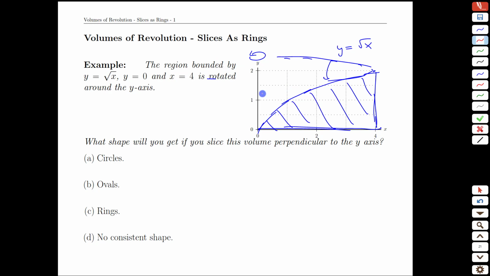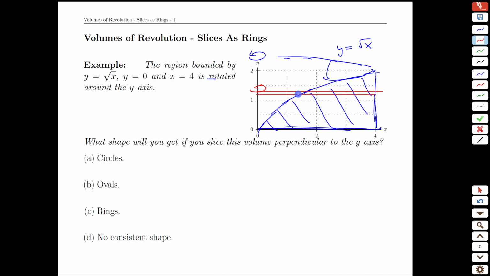For a moment, imagine what would happen if you did take a thin slice of this, cut it horizontally, and then imagine spinning that around the y-axis. What kind of shape would you get? Take a moment to think about that, and then we'll check in.